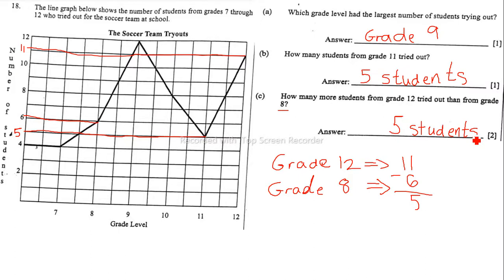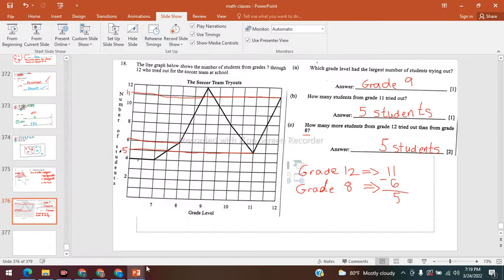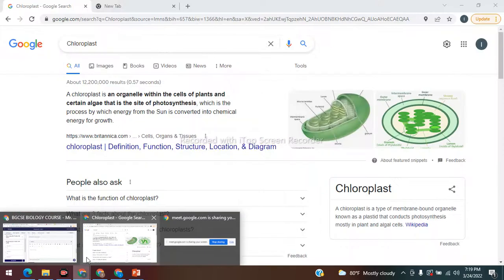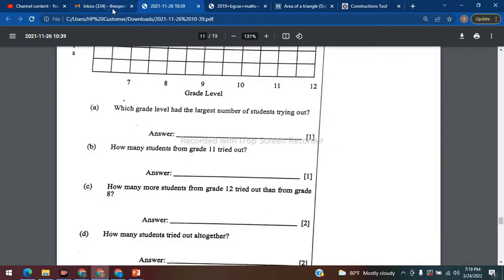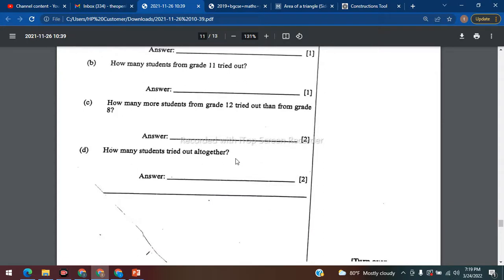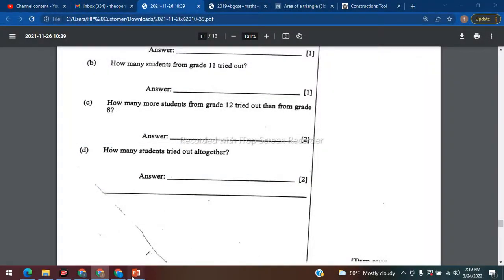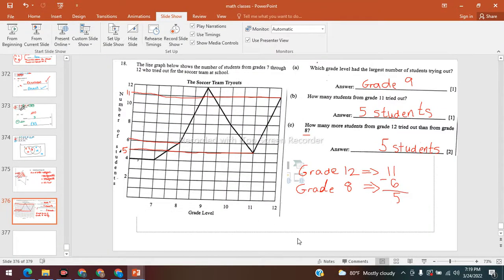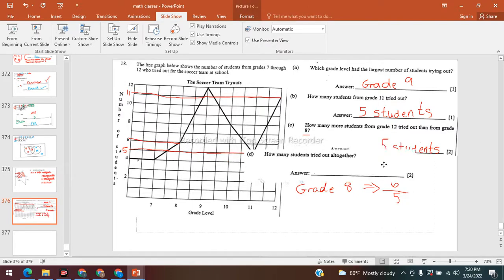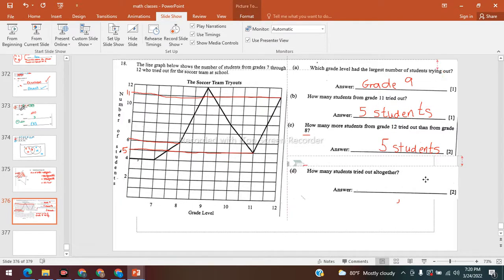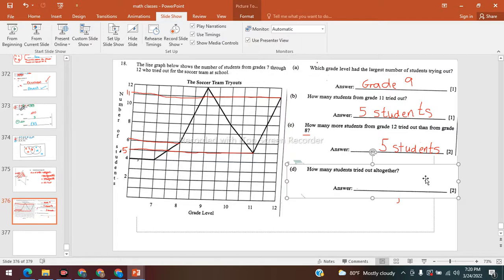Okay, so moving right along. So B. Only the last one, we didn't put how many students tried out altogether. How many students tried? 12? You sure? Just 12? Come on, it can't be 12.